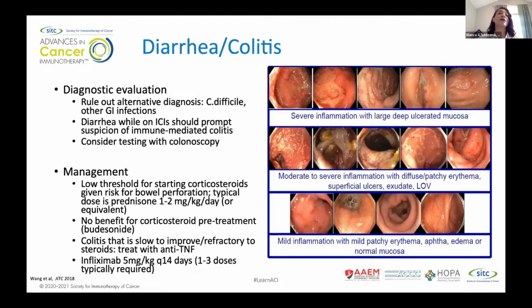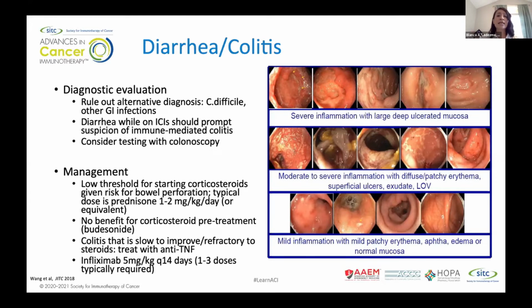So again, involving your other specialty services to help manage these patients when they get this colitis is helpful, also to diagnose them. And of course, have a low threshold to start patients on corticosteroids. We would start them at 1 to 2 milligrams per kilo per day or its equivalent, with a low threshold because of the potential for bowel perforation.